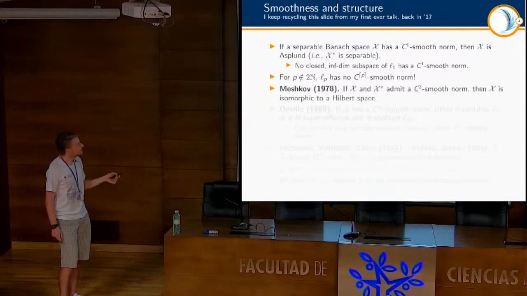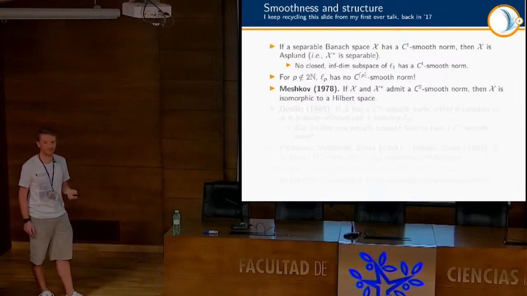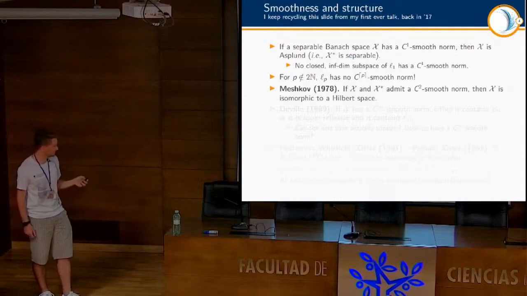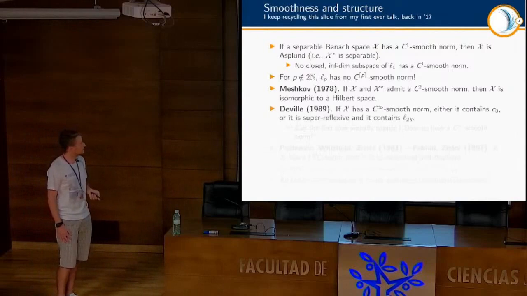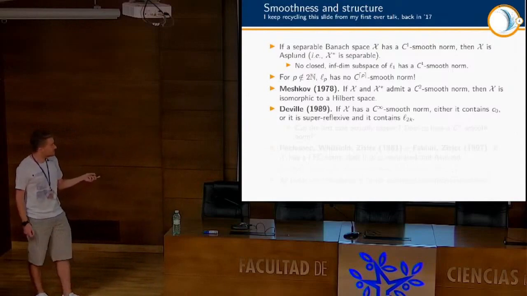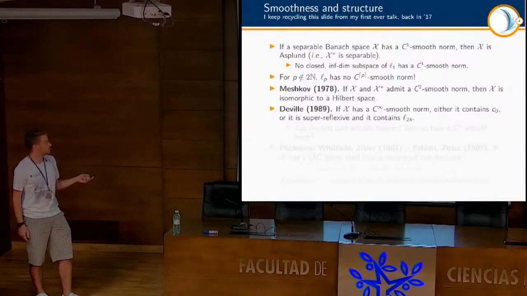Then there is this funny theorem that if you have twice differentiability, both in the space and in the dual, well, you have to be a Hilbert space. This is extremely strong as a result somehow. You really cannot have differentiability in the dual and in the space if you are not in a Hilbert space. And then another result, which again is mind-blowing by how strong it is, by Robert Deville. If you have C infinity smoothness, there are two cases. You either contain C0, or you have to be super reflexive, and you must contain LP for a P which is an even integer. So you cannot contain L27. It has to be 28.